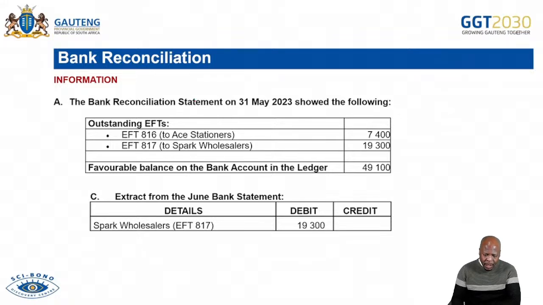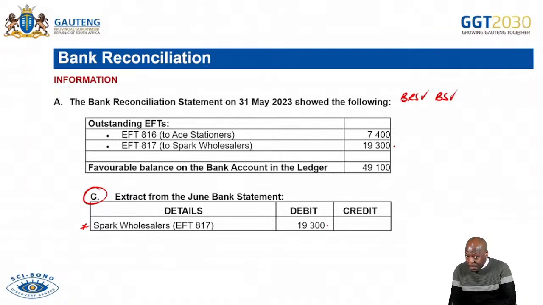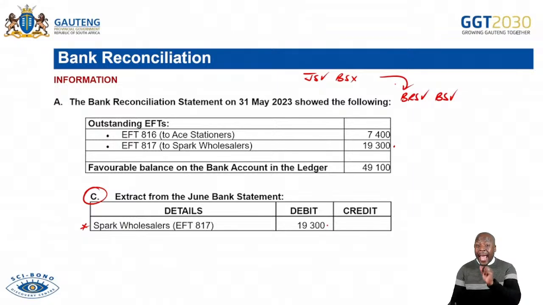It says, there's information on the bank reconciliation statement, but now on information C, I have a transaction on the June bank statement. Spark Wholesalers, 19.3. Okay. Now, let's see. I have an amount that is on the BRS, and then that amount now appears on the bank statement. What do I do? The question is, why was it in the BRS in the first place? It was in the BRS because it was in the journals, but not on the bank statement. Hence, we had put it in the BRS. We were waiting for it to reflect on the bank statement.